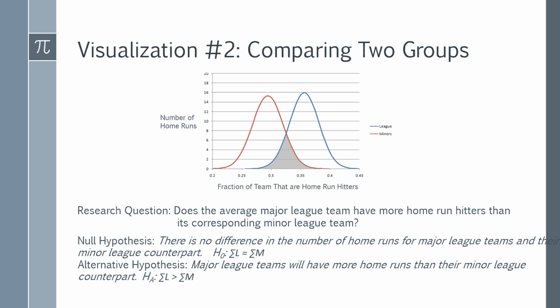So in this case, I would say we would reject the null hypothesis because there is a difference in home run hitters on average between the two teams.